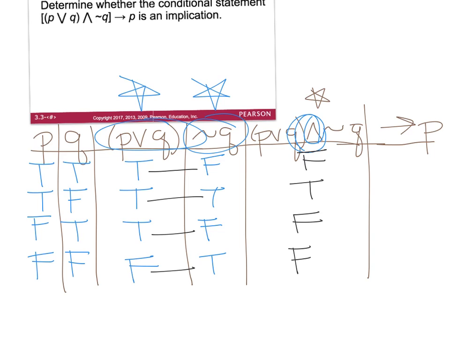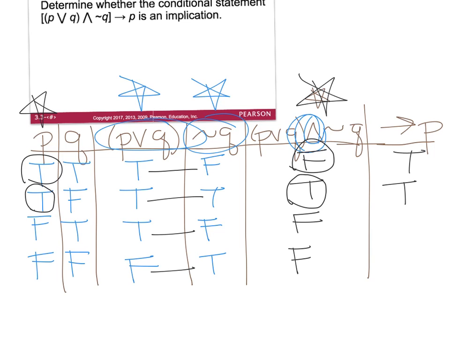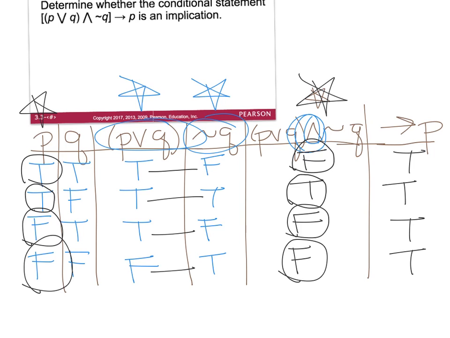Now, we're going to use this column and the P column to do the conditional and see how it goes. Now, remember, the only time the conditional is false is if the antecedent is true and the consequent is false. So, our antecedent is false, consequent true. That's a true conditional statement. Antecedent true, consequent true. That is a true statement. Antecedent false, consequent false. True statement. Antecedent false, consequent false. True statement. So again, you got a column of T's for a conditional statement, so that's a tautology. Since it is a conditional statement, it's also called an implication.